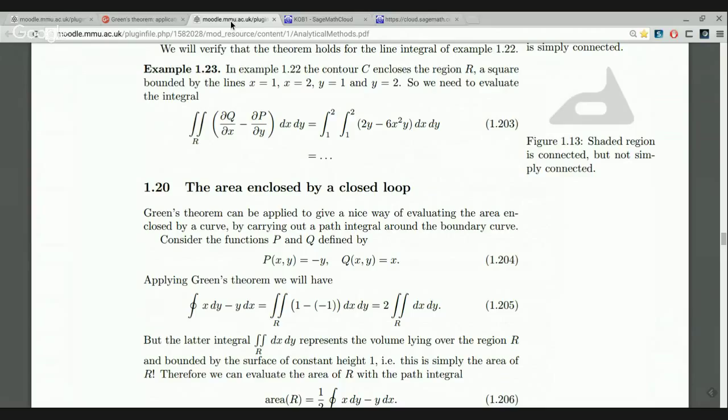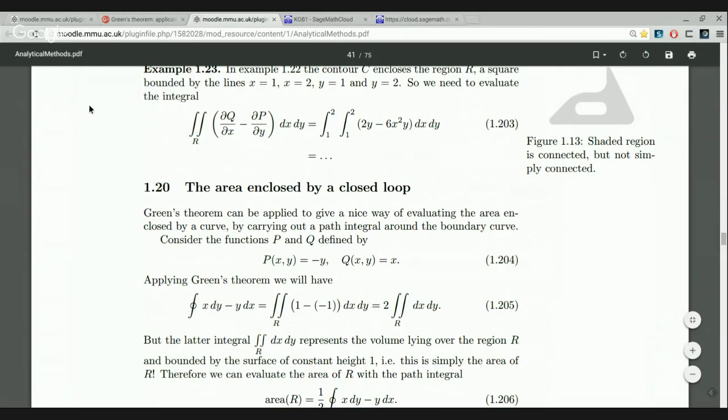I was thinking of starting the next chapter today, but I think it's a bit early. So there's just one or two other little applications of Green's theorem, maybe some examples which we'll work through this morning. So this is in section 1.20. We talked about this last time.